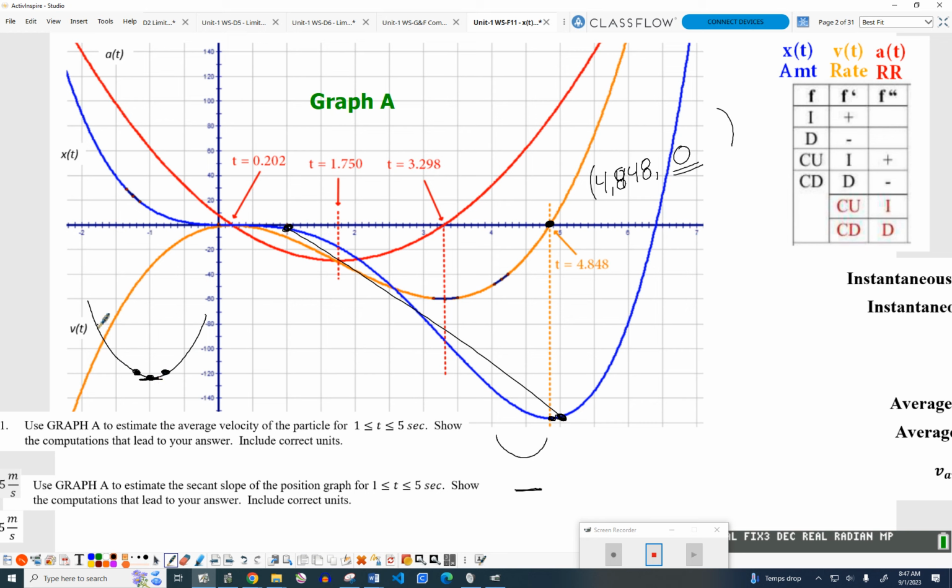If you do it up here, the 2 slopes on the other side are not trending towards 0. Did that help a little? Yeah. 3 more.